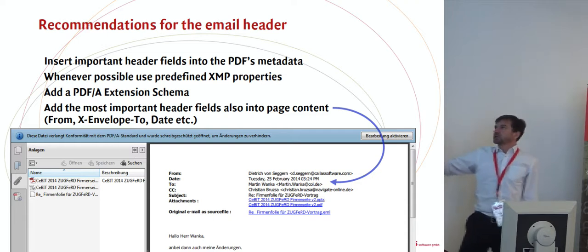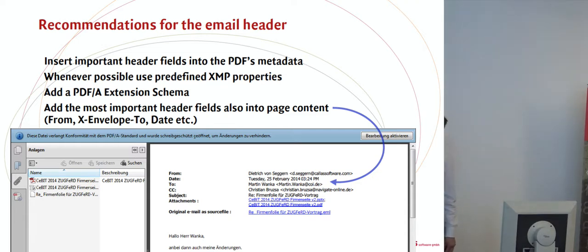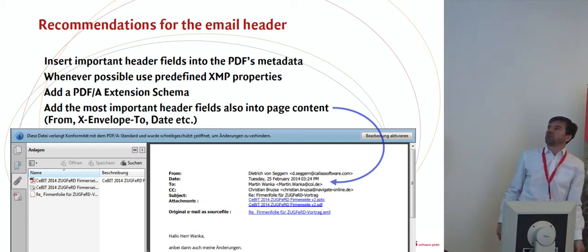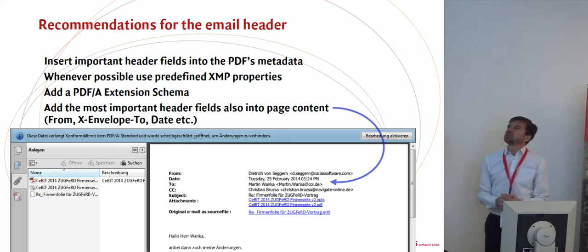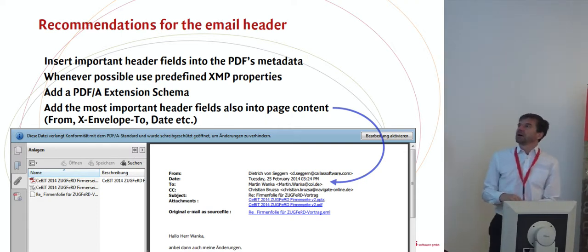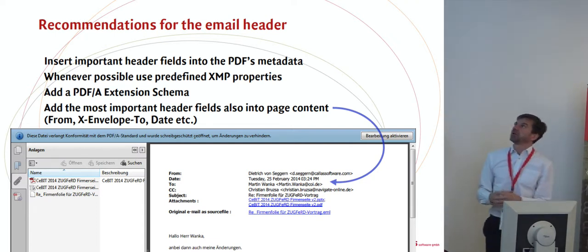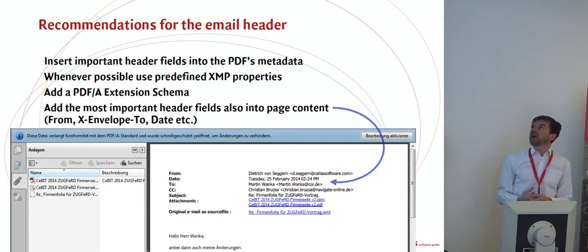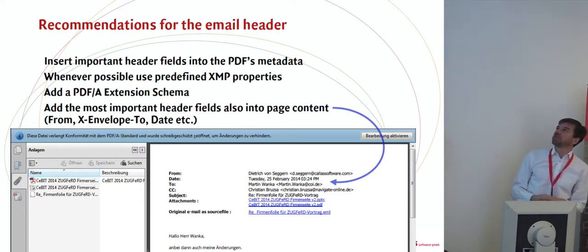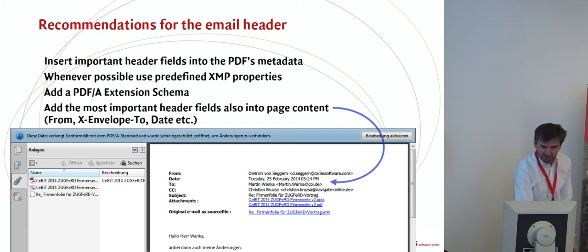Not mentioned, but you already saw that we also add some metadata into the page content so that you can read it. These are actually some recommendations. If you happen to use some other solution for converting email to PDF/A, you should make sure that metadata is imported into the header fields or into the XMP of the PDF. Use predefined properties whenever possible, and you may add that into the page content.